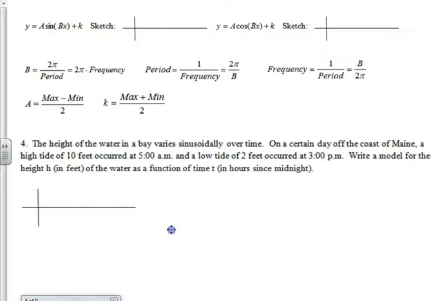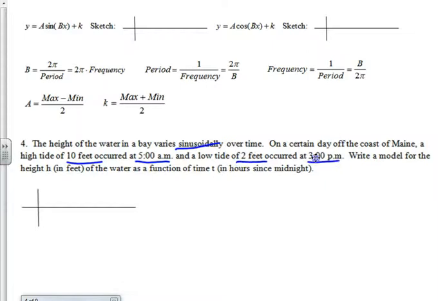Okay, number 4. The height of the water in a bay varies sinusoidally. Okay, good to know. Off the coast of Maine, the high tide is 10, and it occurs at 5 a.m., and the low tide is 2 and occurs at 3 p.m.